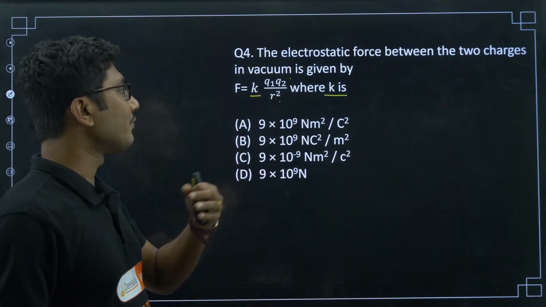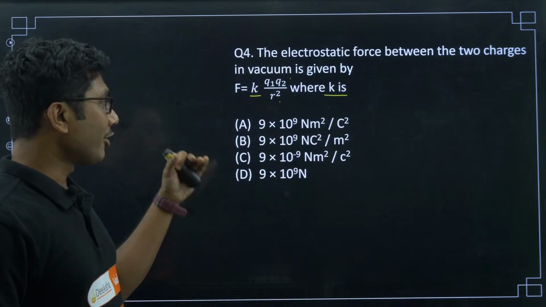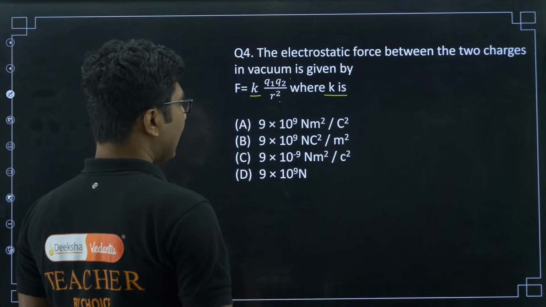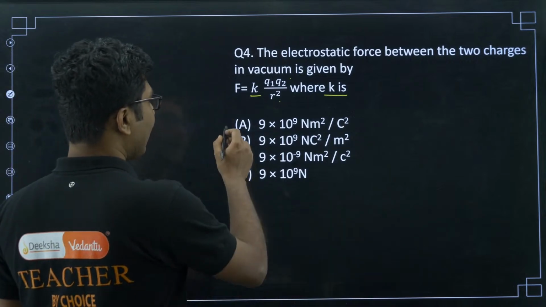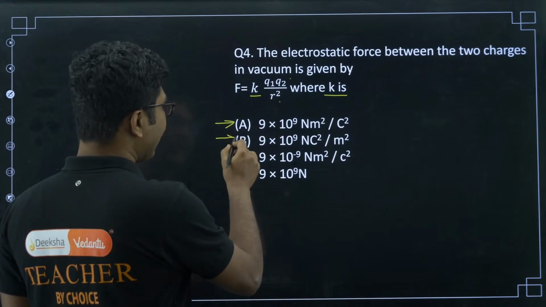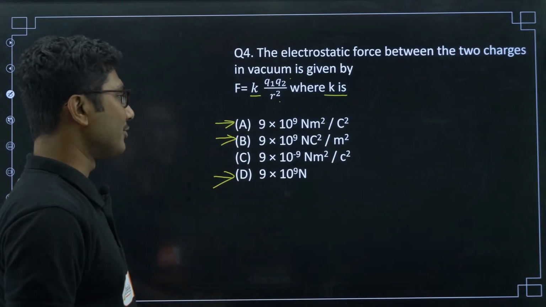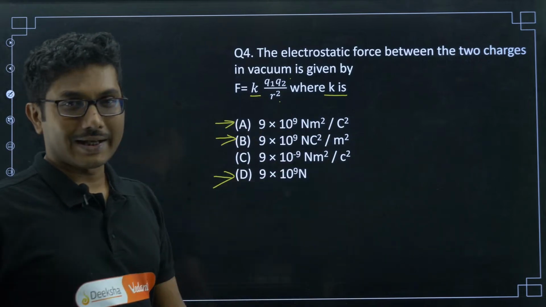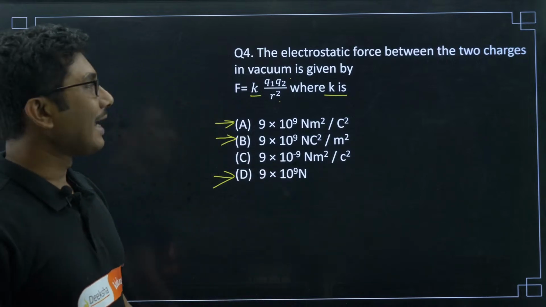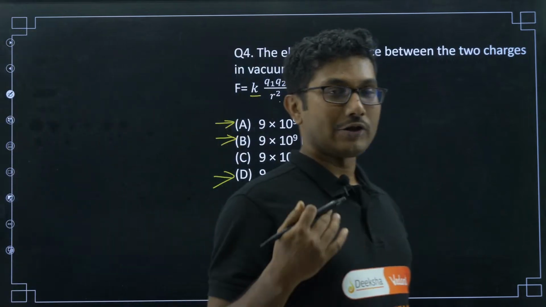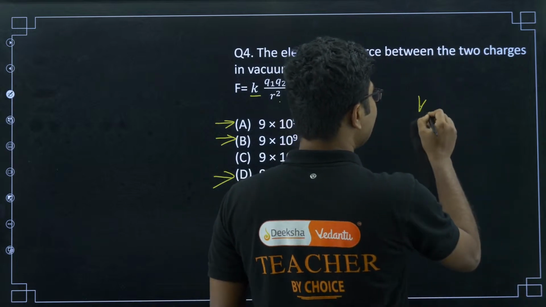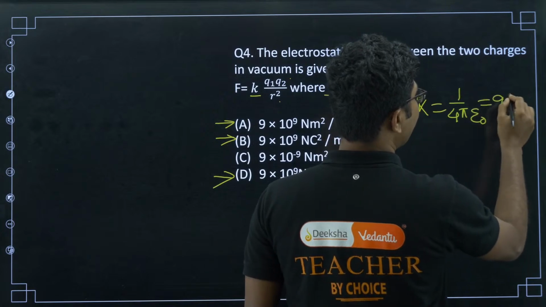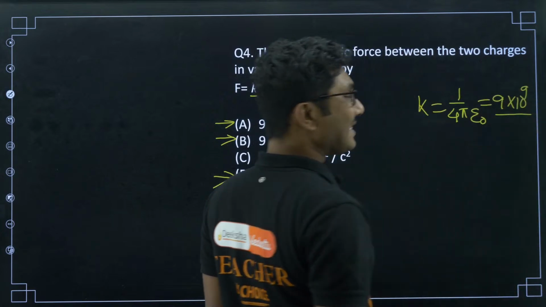Now, what is the value of this thing? Not only that, you have to also correctly guess the unit of it. The correct answer we know is 9 into 10 to the power of 9. They have given 3 cases with 9 into 10 to the power of 9, so one of them has to be correct, otherwise they would not have given it. We know that K is basically 1 by 4 pi epsilon naught, that is equal to 9 into 10 to the power of 9.